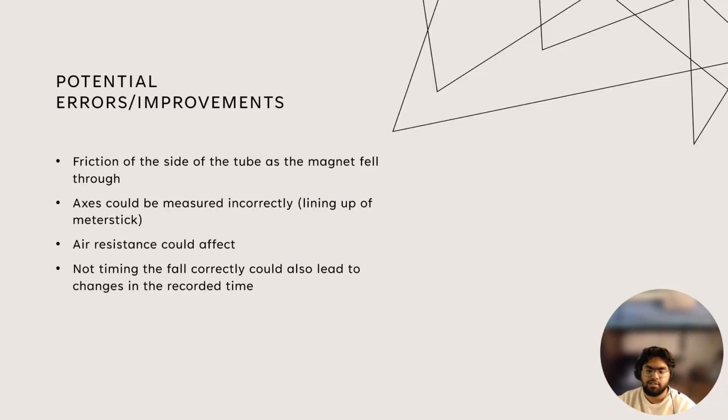Some potential errors and improvements that we can make to this lab: the friction on the side of the tube as the magnet fell through, the axes might have been measured incorrectly, air resistance could affect it as well, and then potentially human error in not timing the fall correctly.